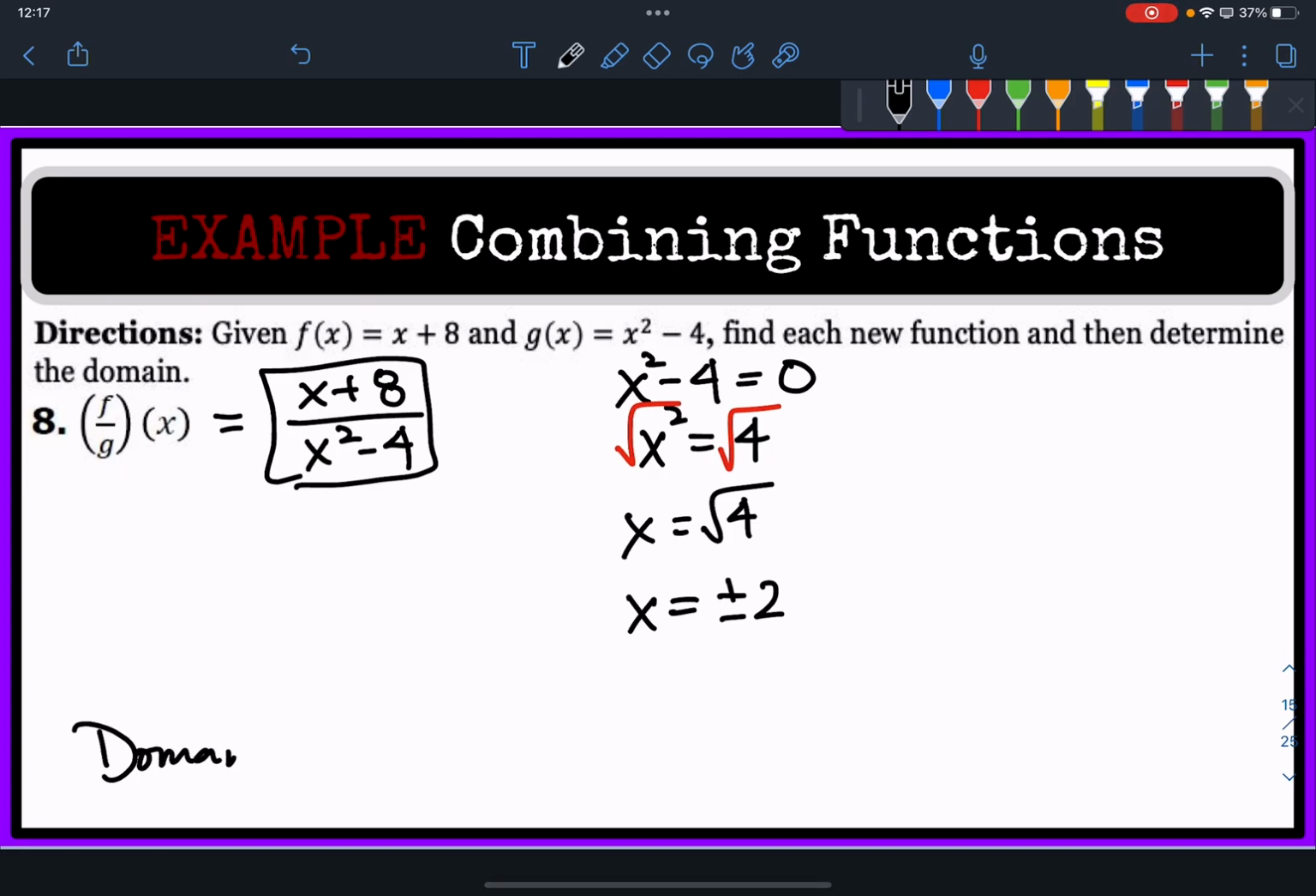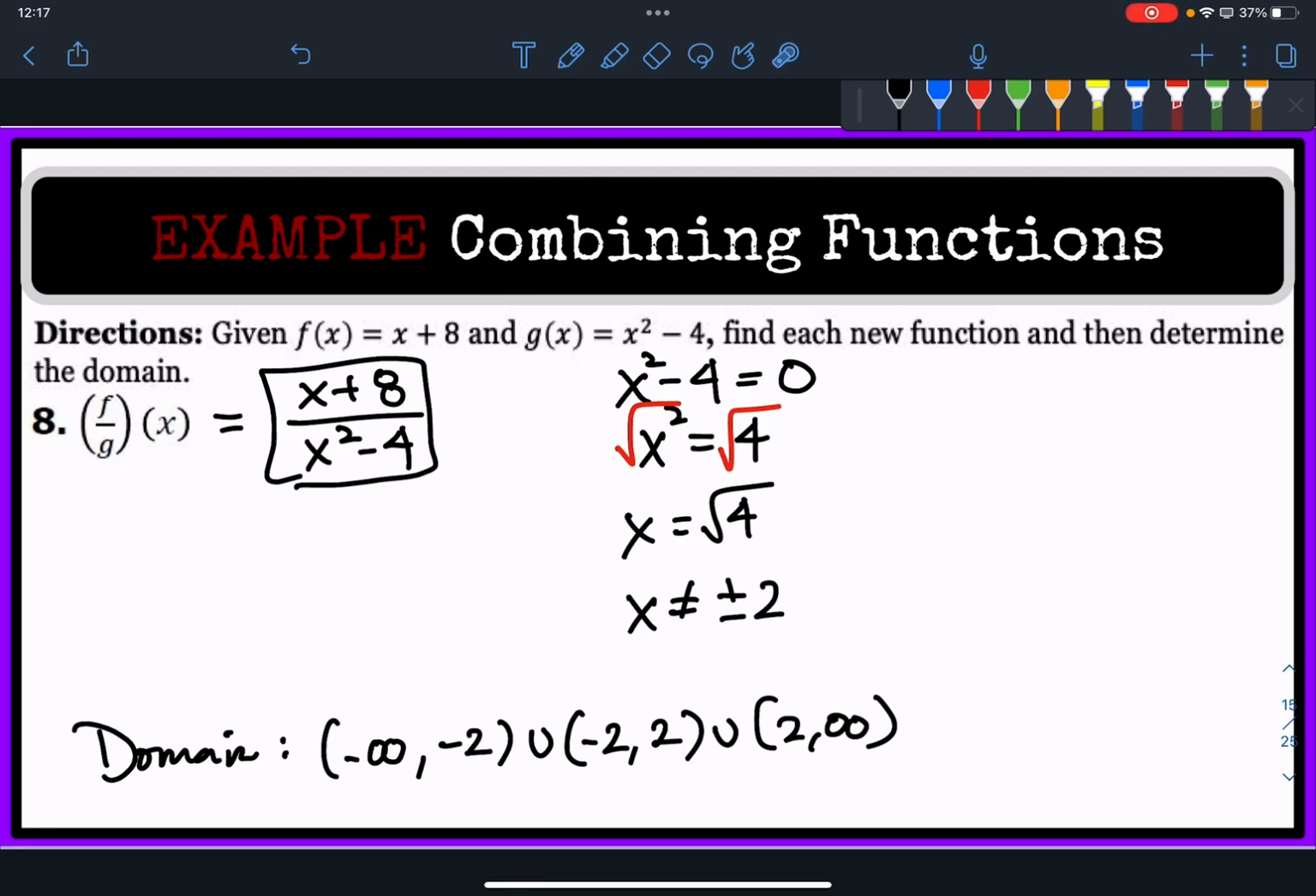So the domain here is going to exclude, again, those two values. So x cannot equal positive nor negative 2 because then we end up dividing by 0. And this is what our domain is. So we'll do all the numbers less than negative 2, so from negative infinity to negative 2. All the numbers greater than positive 2, so from 2 to positive infinity. And all the numbers in between negative and positive 2. So that's that middle part there.